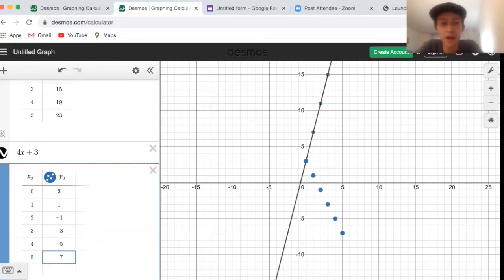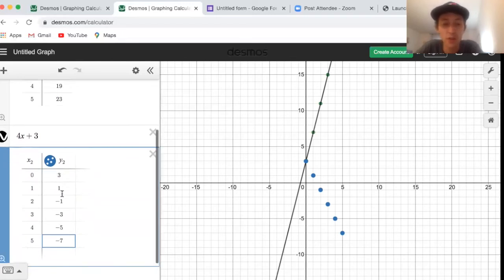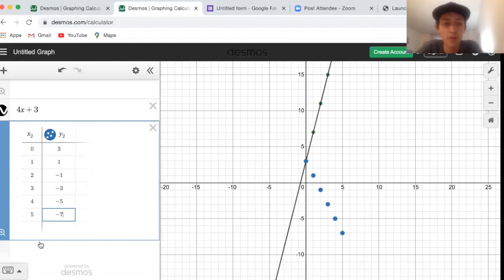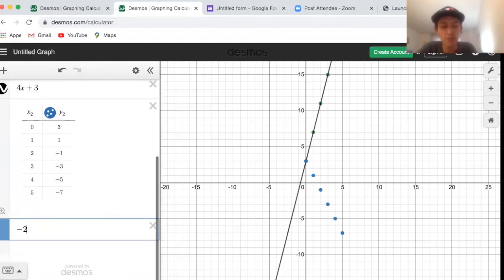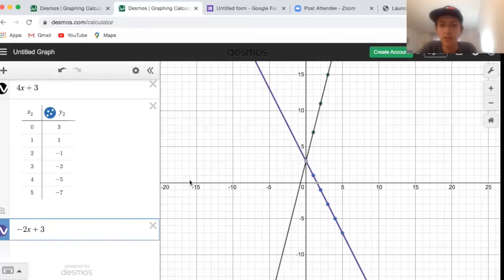What's my common difference? Well, I'm going down by 2 every time, so it's minus 2. My initial value is 3. So let's connect these. Let's do minus 2x plus 3. And now I've drawn a line right through all of those points.